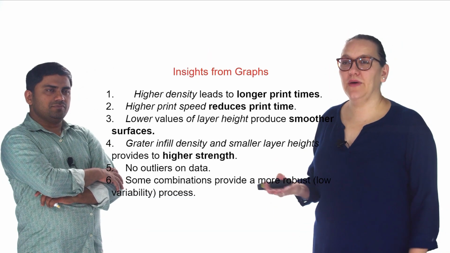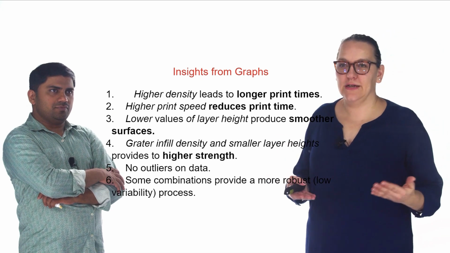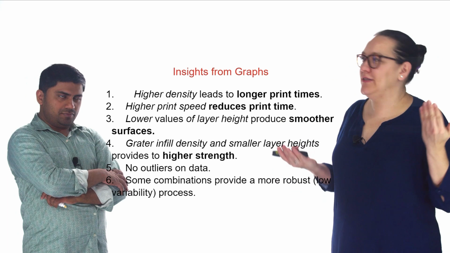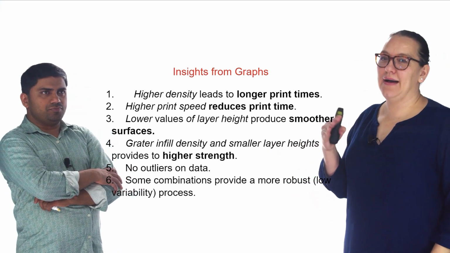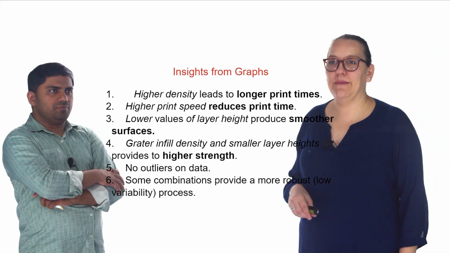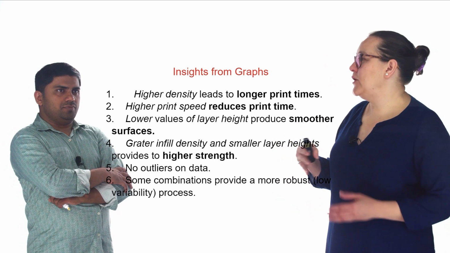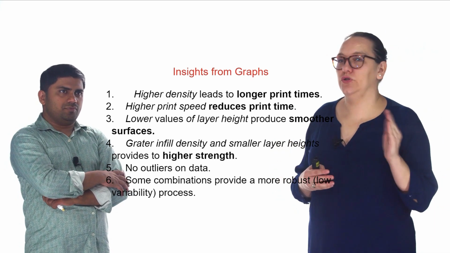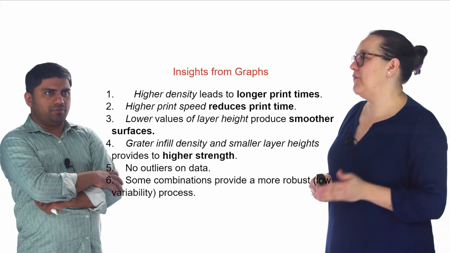Okay, so here we have some general insights from the plots. We observe that higher infill density takes longer to print. Higher print speed reduces your print time. That makes a lot of sense. When you have a lower layer height, you get a smooth surface. Thicker layer height gives you a rougher surface.